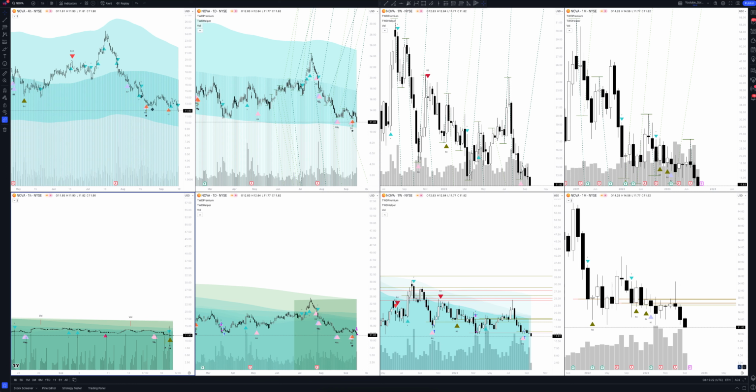Look at SUNNOVA Energy International stock. Let's analyze the market situation and find out how you can make money on it. Let's start.